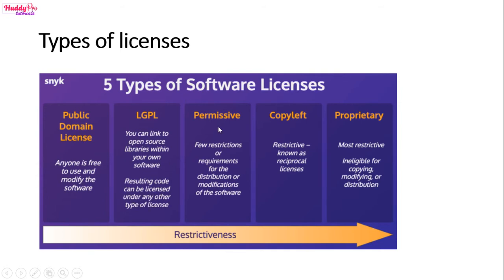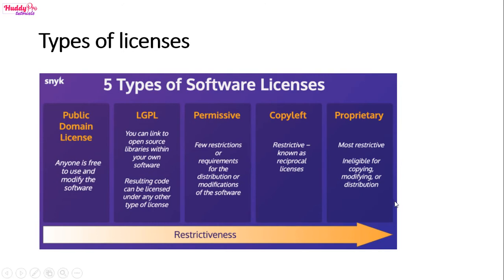Okay, then we have the permissive license. With this type of license, you have few restrictions or requirements for the distribution or modification of the software. Then we have the copyleft. This one is restrictive in nature. We discussed copylefts in the previous tutorial. It has restrictions and it's also known as the reciprocal license. One of the restrictions is that you must ensure that the freedoms that are granted are maintained even in the derivative works of the software.